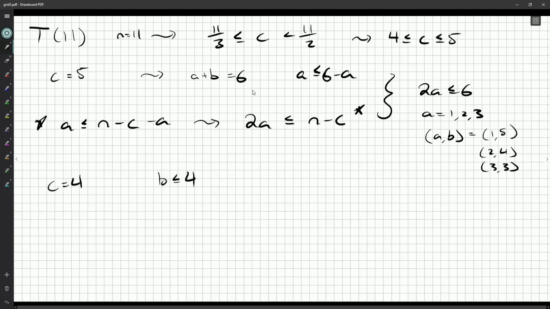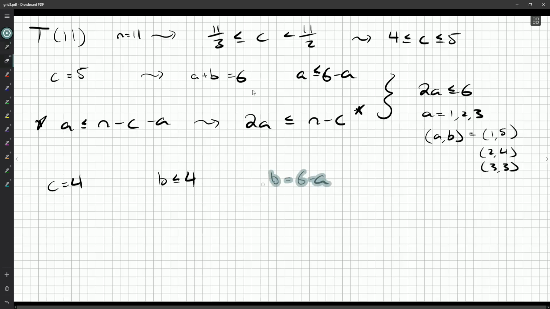B has to be less than or equal to 4. And, oh, well, there's something. A plus B has to be greater than C, so that's a useful piece of information. I don't know how that can help me right now. Okay, so that's true for B. B is also equal to 6 minus A, and it's got to be greater than or equal to A.